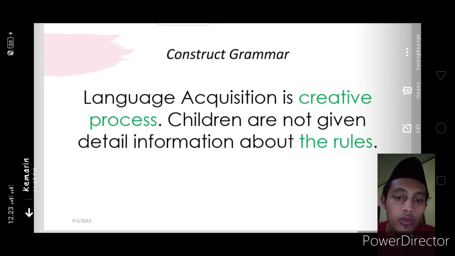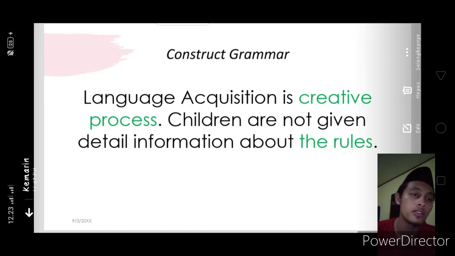Today, I would like to continue the explanation or presentations from the third group in psychology linguistic. There are four parts in my presentation. The first, I would like to explain about the construct grammar in children.